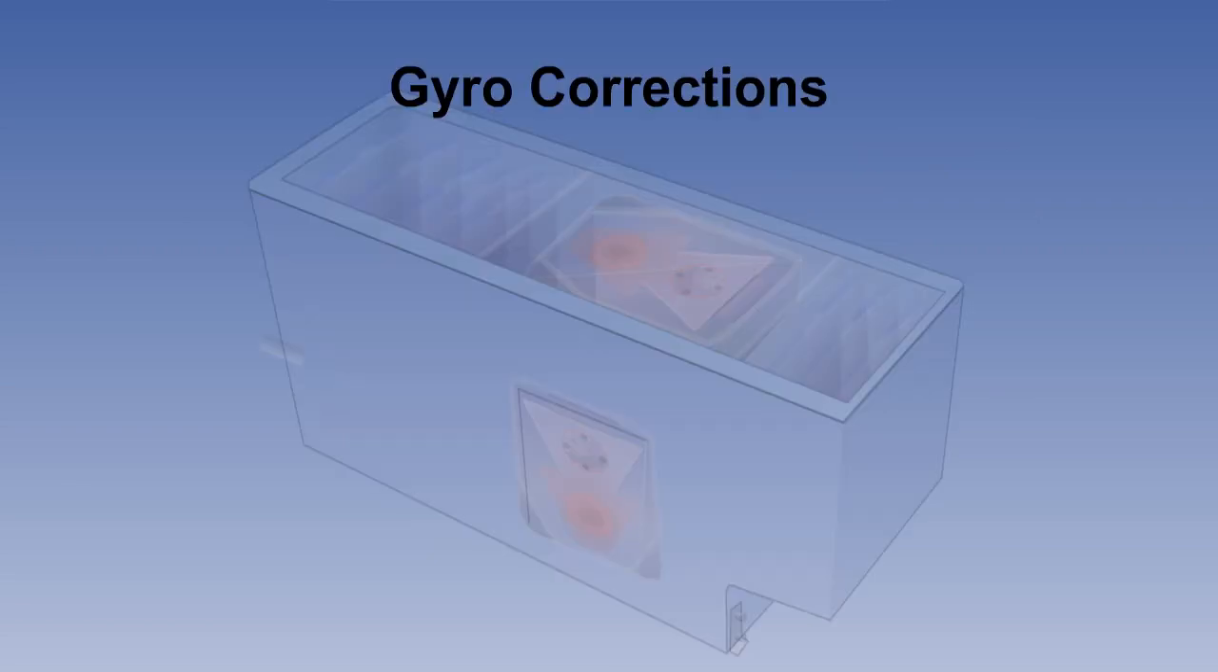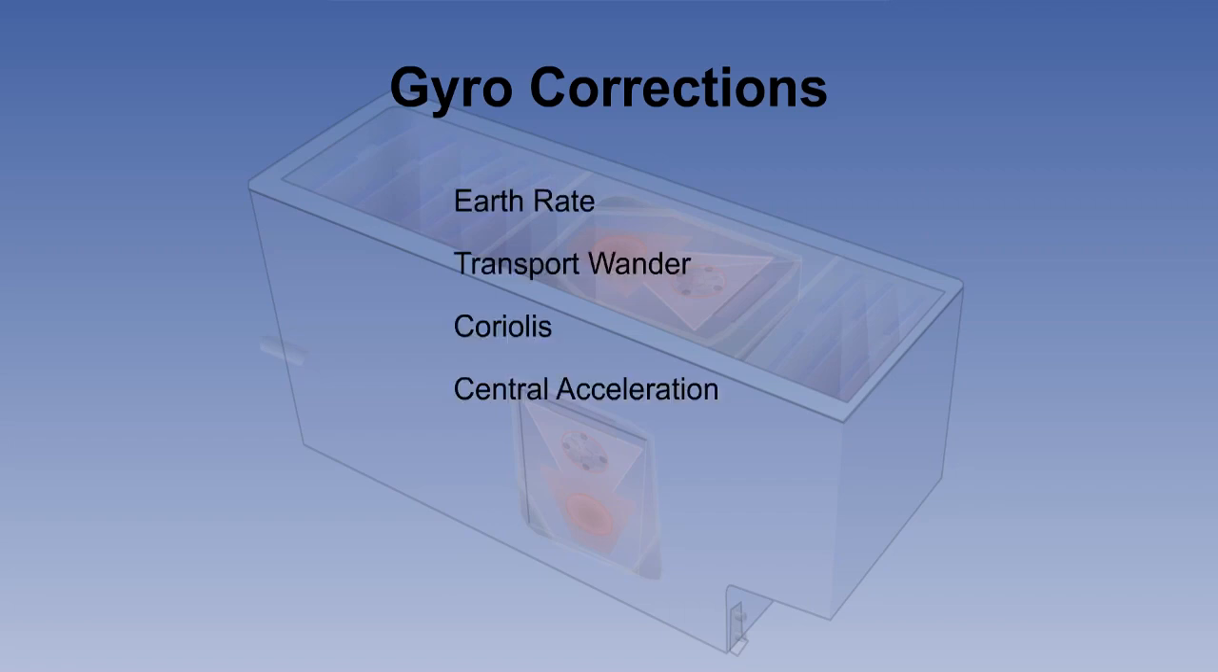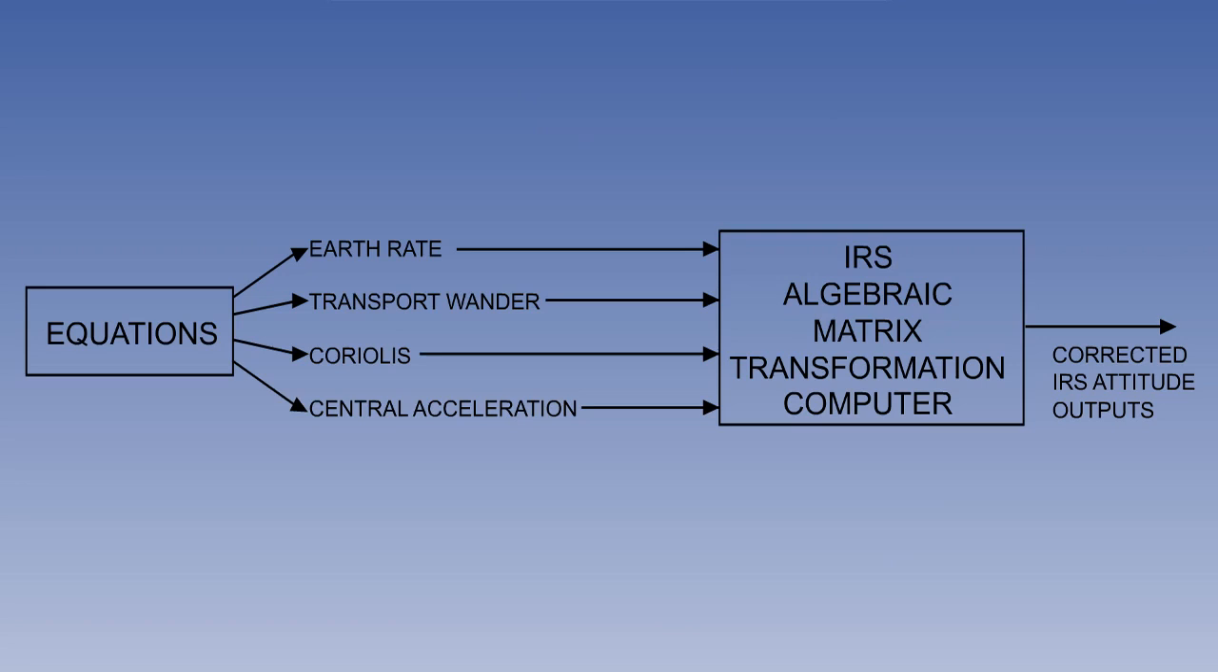Ring laser gyros are subject to the same laws of gyrodynamics as the older tuned rotor gyros, and therefore need to have the same corrections applied to them. As we said in an earlier lesson, these are earth rate, transport wander, Coriolis, and central acceleration. The equations for all of these are known, and therefore mathematical calculation of them has been built into the computer model, along with the corrections for aircraft manoeuvres.